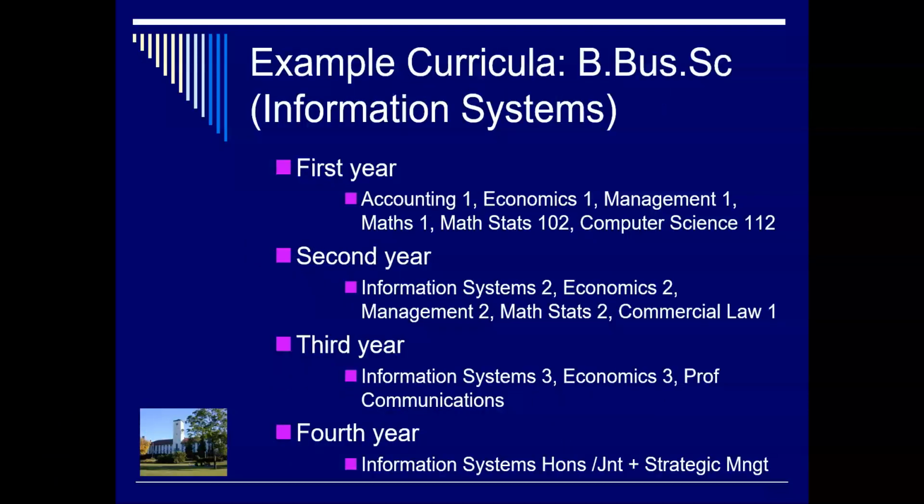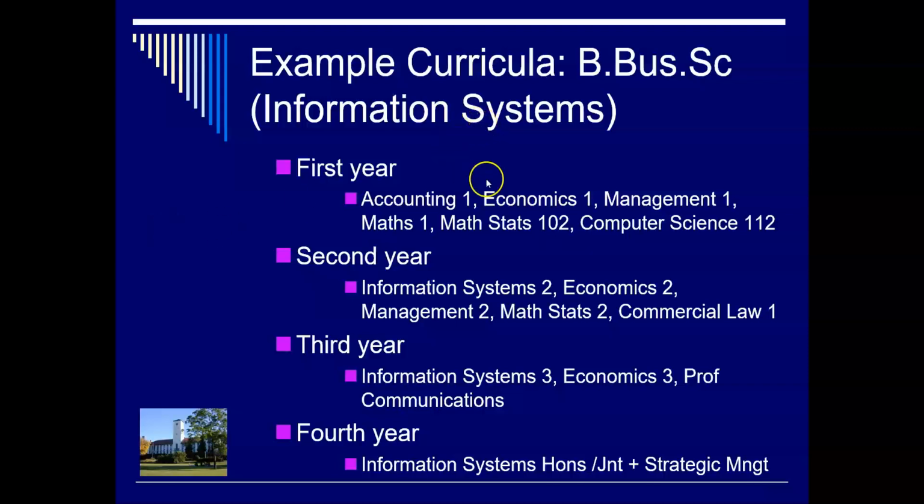Let's have a look at some example curricula. And the one that I've selected is the Bachelor of Business Science, and I've chosen the Information Systems theme. You can see that my curriculum is divided into the first year, the second year, the third year, and the fourth year. And within the first year, you'll be doing Accounting 1, Economics 1, Management 1, Maths 1, Maths Stats 102, and Computer Science 112.